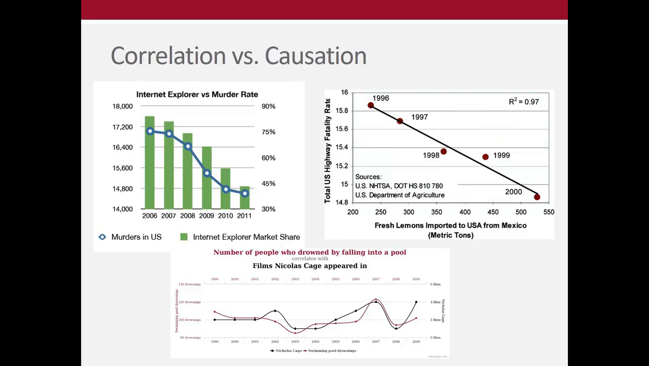As our Internet Explorer rate drops, our murder rate in the U.S. has dropped as well. We've got U.S. fatality rate versus fresh lemons imported from Mexico. So we're going to be offering fresh squeezed lemonade at the break here. And then my personal favorite, number of people who have drowned by falling into a pool versus films Nicolas Cage has appeared in. Very good relationship here. And I ask the question again, when will this man stop making movies?